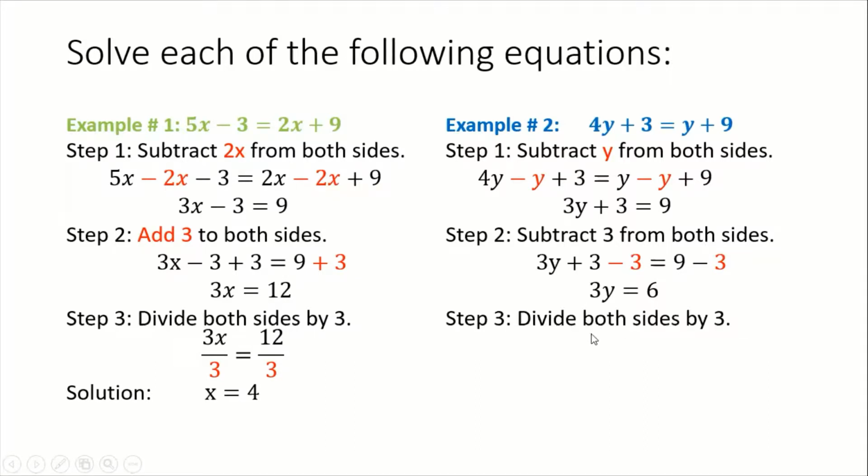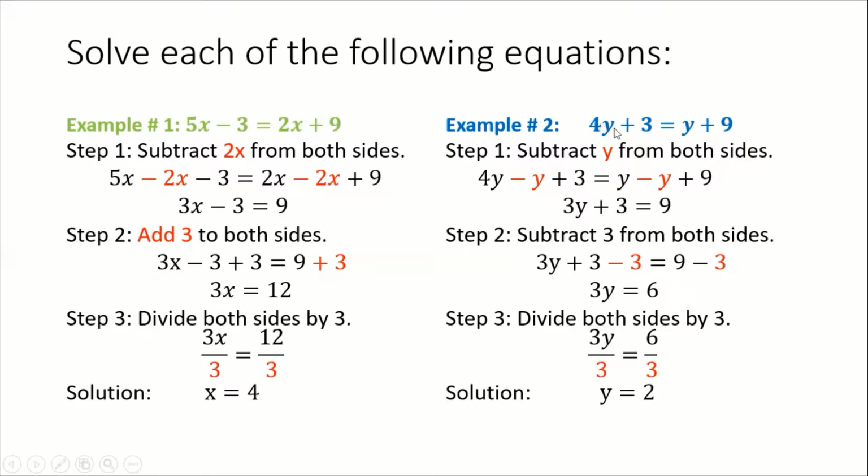How do you write this? You write this as 3y all over 3 is equal to 6 all over 3. Then you are going to simplify, and that will give you a solution, which is just y is equal to 2. Remember, you can always check if your solution is correct by substituting back y in the original problem, right? And then both sides should be equal.